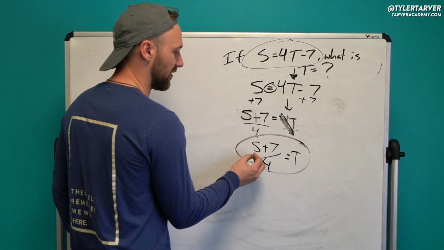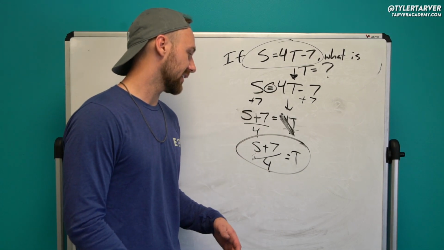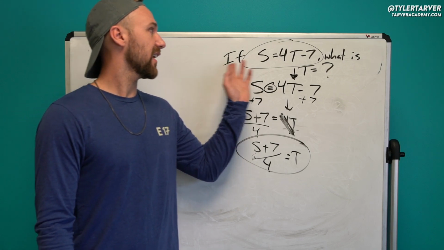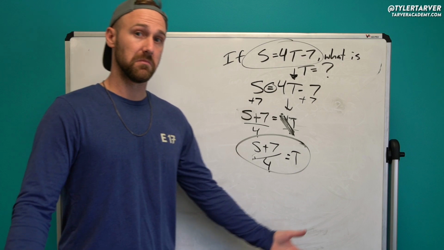I can't really simplify that 4 in there without making it messy, so I would probably leave it like this. S plus 7 over 4 equals t. Let's check our problem, make sure we answered it. If S is this, what is t equal? T equals that. You're done.